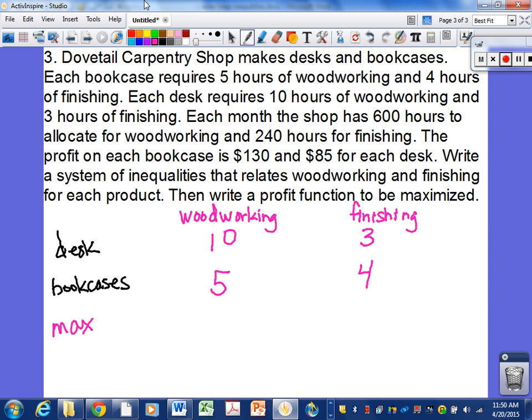Maximums. For woodworking is how much? 600 hours for woodworking, and finishing is 240 hours. Then the profit on each bookcase. So here's another one over here, profit. Let's do profit in purple. The amount of money that you actually make, $130 for each bookcase and $85 for each desk.